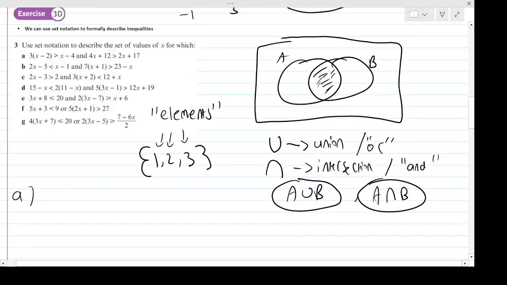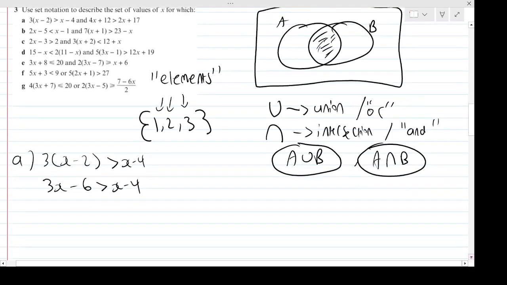So, firstly, 3 lots of x minus 2 is greater than x minus 4. Notice that it's two inequalities. So, again, like the last example, we solve them one by one and then go from there. Let's expand the bracket. So, 3x minus 6 is greater than x minus 4. Then we take away the x, so we can say 2x, and then I'm going to add the 6 to both sides to be greater than 2. That means x has to be greater than 1.